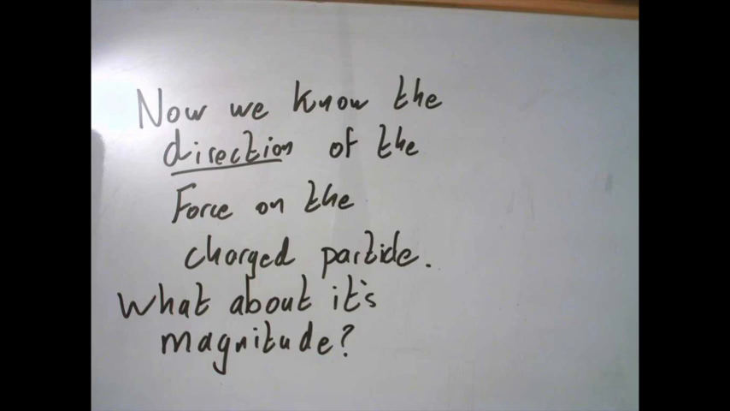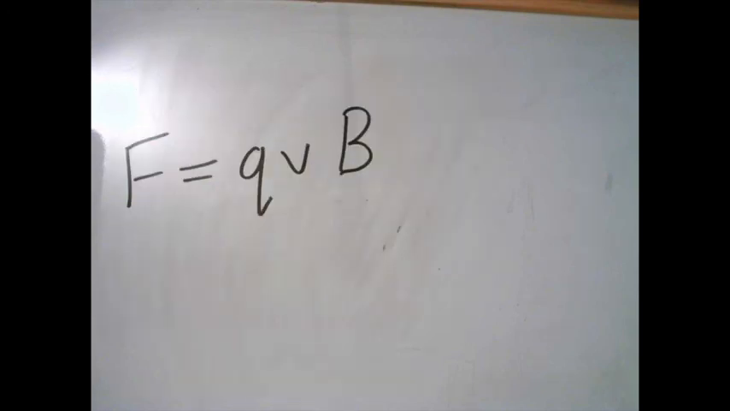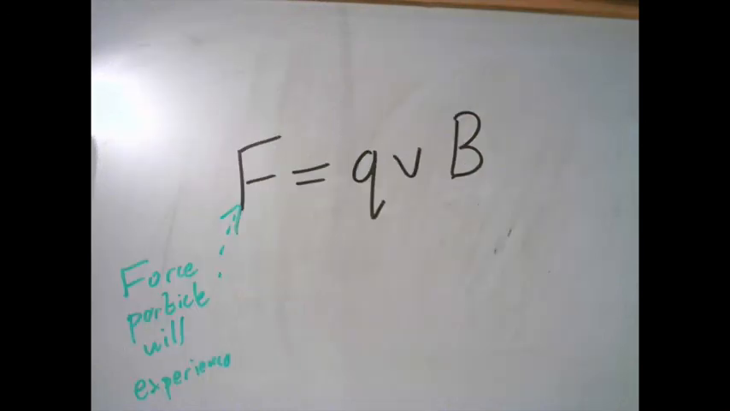Now that tells us the direction it's going to go, but remember we're dealing with a vector, so we have the direction. What about the magnitude? Okay, it turns out the magnitude is quite easy to calculate. The force that it's going to experience, the magnitude of the force, is this Q by V by B. Let's look at them one by one. Well, the Q is the charge, so the more charge, the more force it's going to experience. V is the speed, the velocity at which it's moving. And again, the faster it's moving, the stronger the force is going to be.